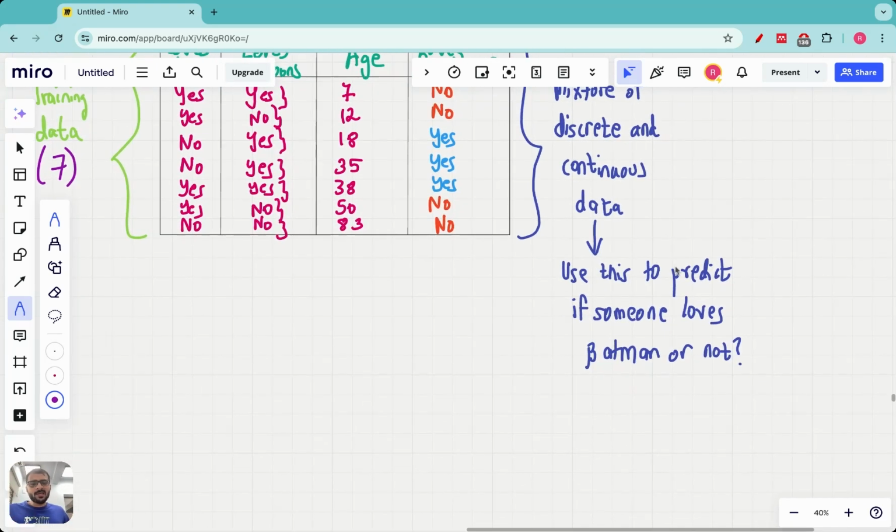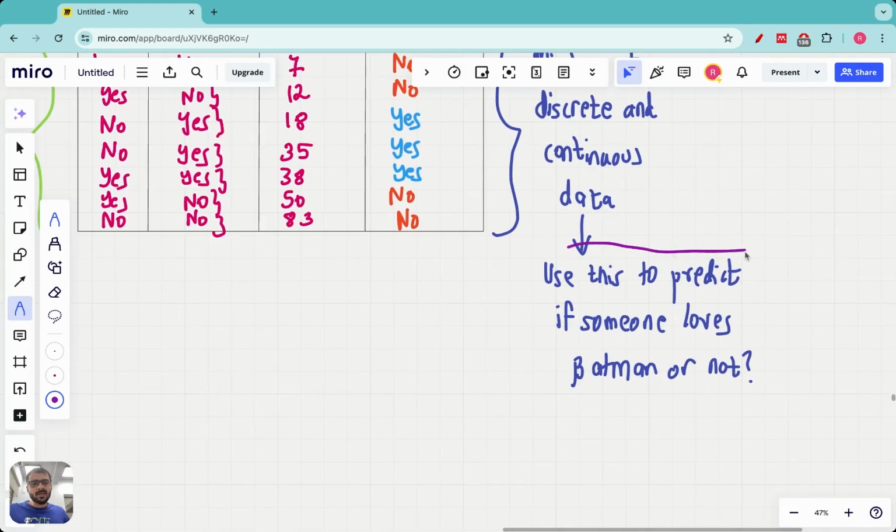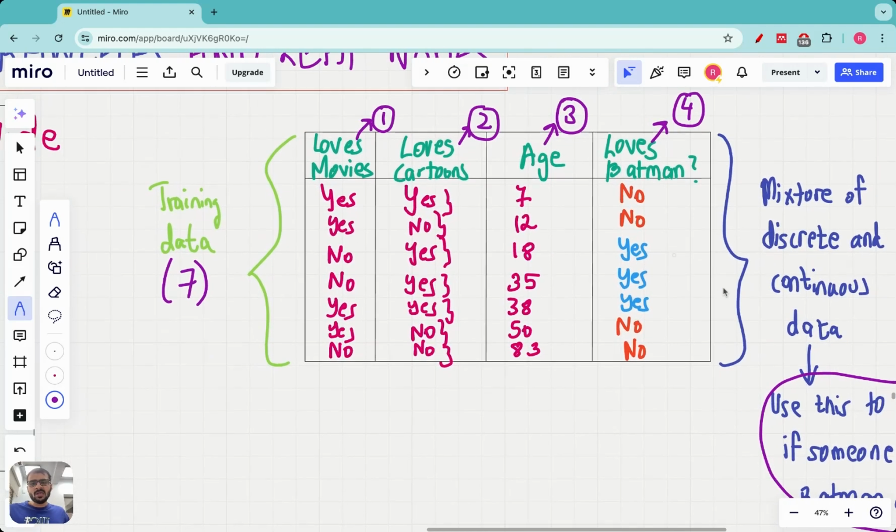The goal is that we have to use this training data to predict if any new person loves Batman or not. So let's say you have this training data, and if you meet a new person, you ask them, hey, do you like watching movies? Do you like watching cartoons? And what's your age? Based on these three answers, you should be able to predict whether the person likes Batman or whether they do not like Batman. That is the main problem which we are trying to solve.